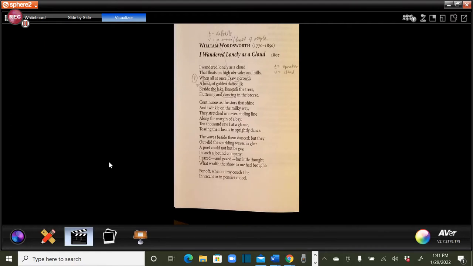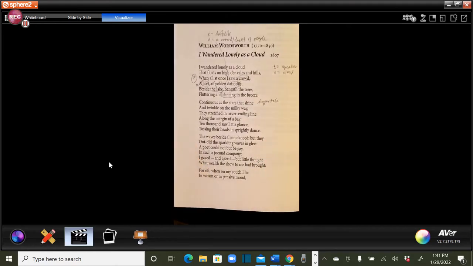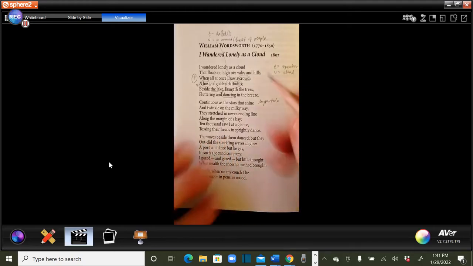Okay, so continuous as the stars that shine and twinkle on the Milky Way. Now this is going to be a nice example of what? Hyperbole, right? Because if you think about the vast expanse of space, the Earth is finite. If he wanted to count the number of daffodils, he physically could do it. It'd take him a while, but he could. Count the number of stars in the Milky Way? No chance. But he's trying to express how many he perceived there to be within the orbit of his vision. They stretched in never-ending line. Again, hyperbole.